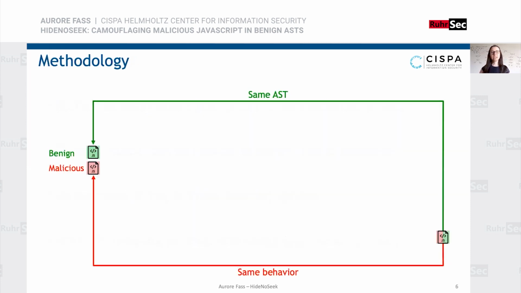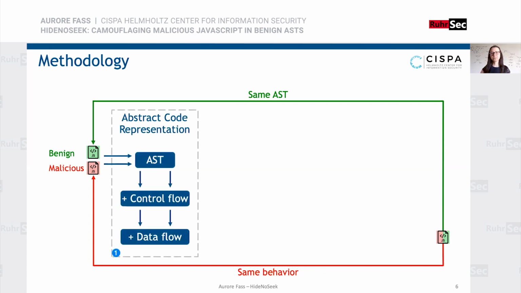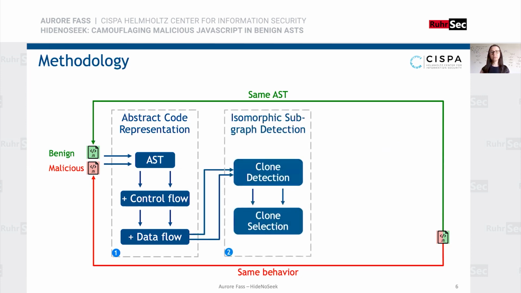Let's dive now into HideNoSeek. HideNoSeek takes as input a benign file and a malicious seed, and outputs a new sample which has exactly the same AST as the original benign file, while retaining the malicious semantics. The general idea is to build an abstract code representation which enables us to detect identical syntactic structures between the benign and the malicious inputs. We refer to these identical syntactic structures as clones.